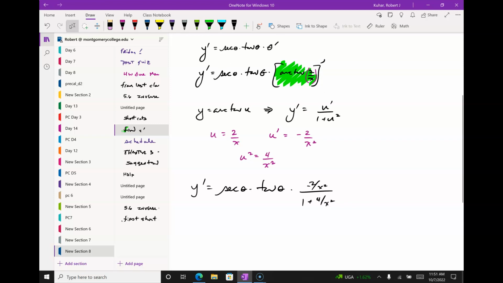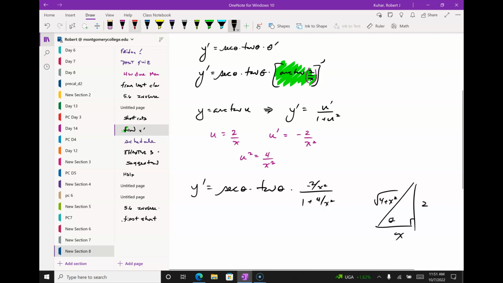Well, I look in the book, and there's definitely no fractions within fractions. There's also no trig in my answer, because I want the answer in terms of x. So now I'm referring back to my triangle. Oh, no, I had arctan, right? Arctan, sorry. So I had x and 2 and square root of 4 plus x squared, right?